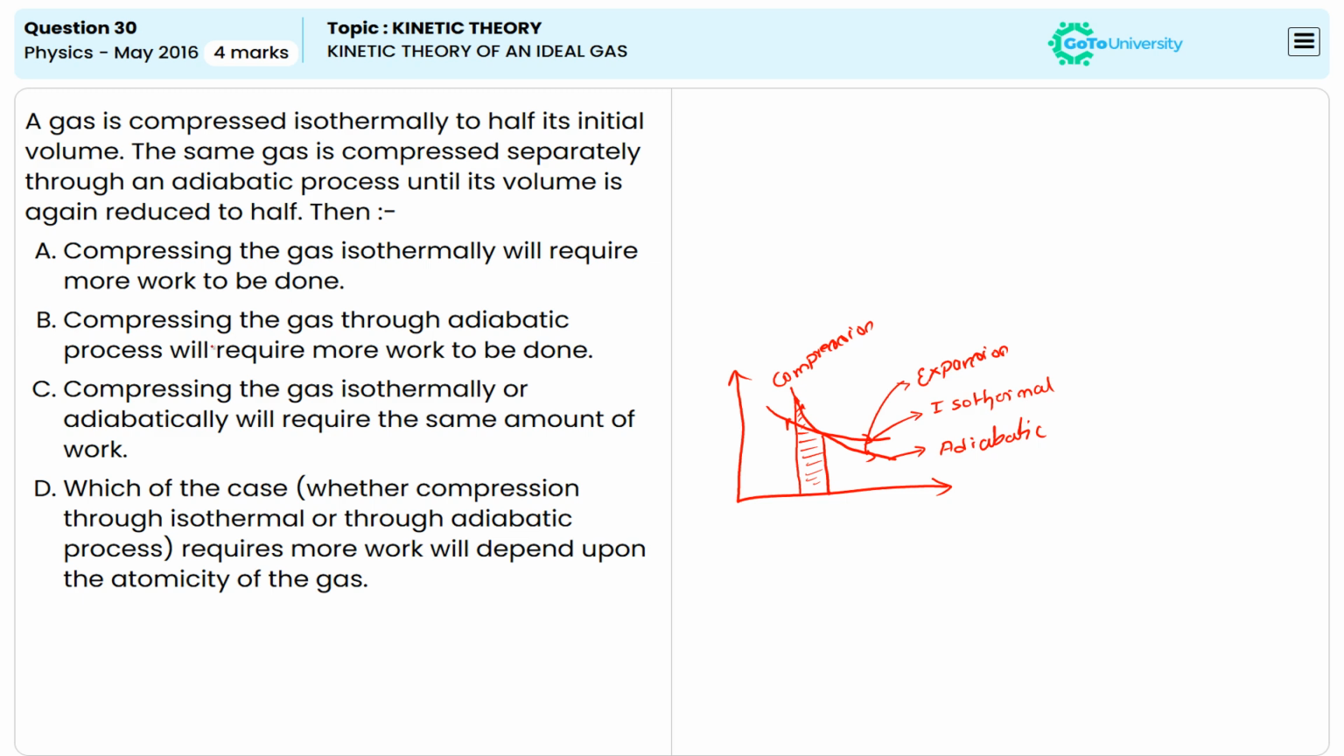No. Compressing the gas through an adiabatic process will require more work to be done. Yes, option B is the right answer.